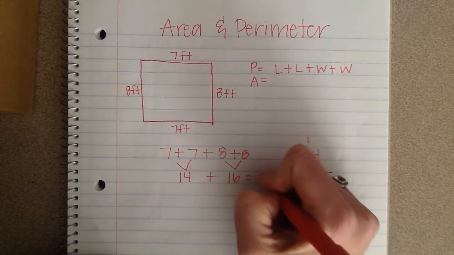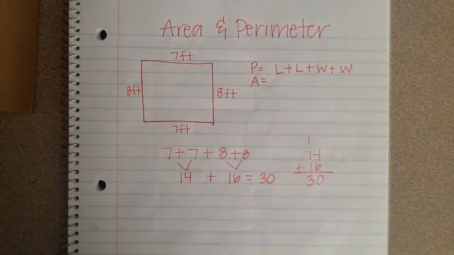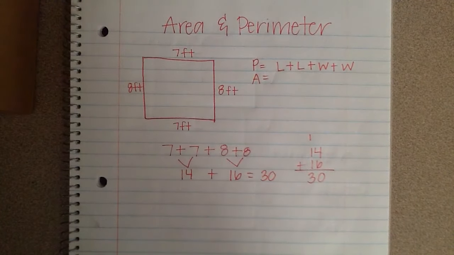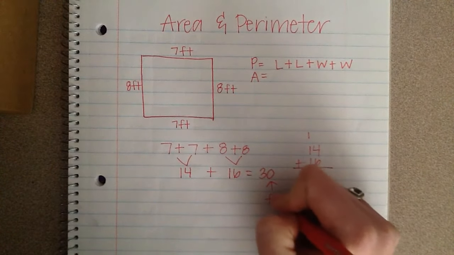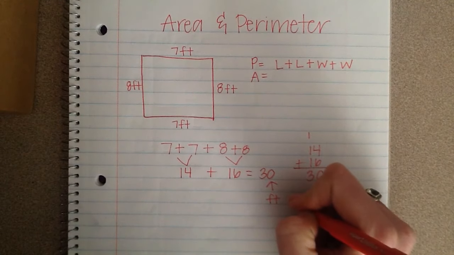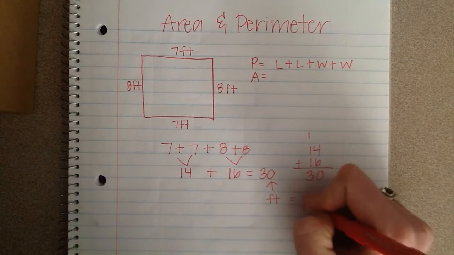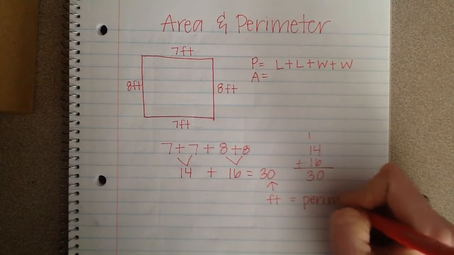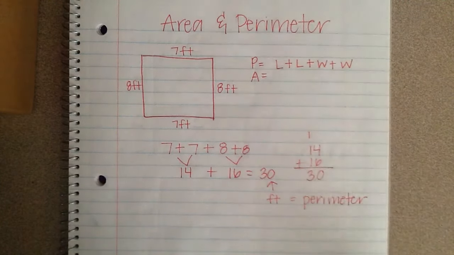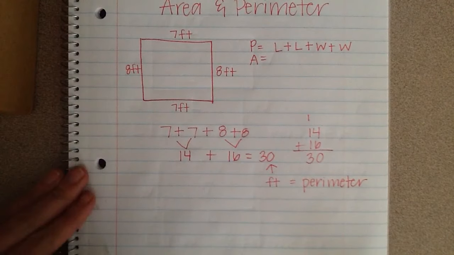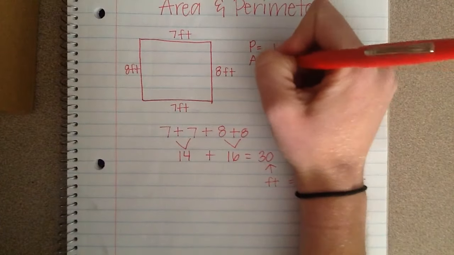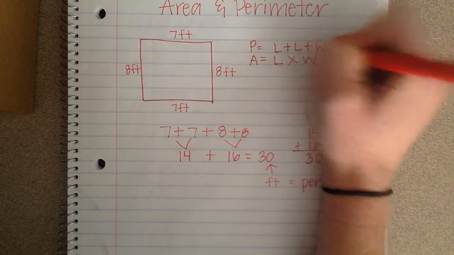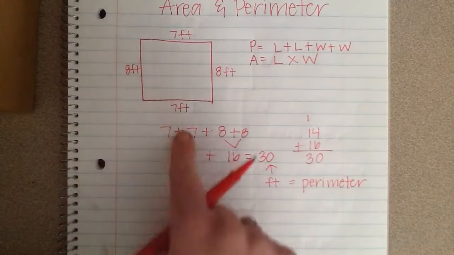So 30 equals what? What does my 30 represent? Dollars, candy, coffee? 30 represents feet. 30 feet equals perimeter. Okay, so I've found my perimeter. What is my equation for area? Length times width. I need to find my length.